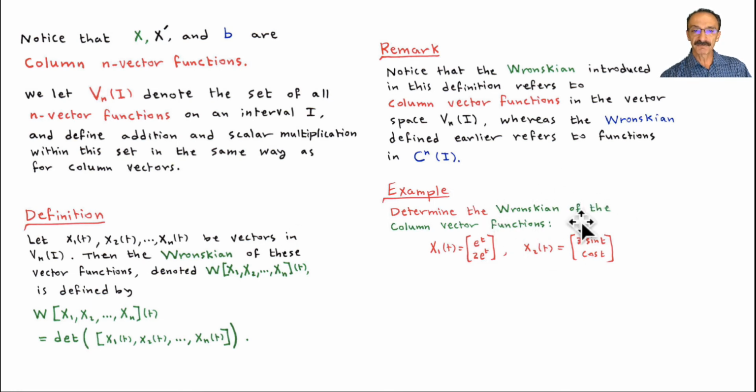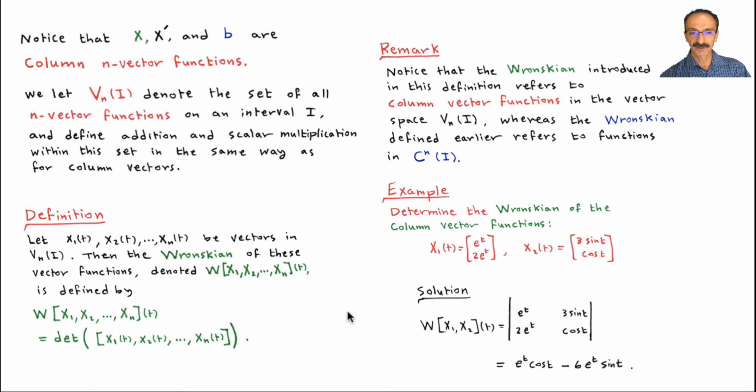Determine the Wronskian of the column vector functions. Look at this, it's already two pieces, and this is already two pieces. So when you put it together, we get a 2 by 2. There are no derivatives involved. The determinant, as I mentioned, is e to the t cosine t minus 6 e to the t sine t. That's how we do the Wronskian in this column vector formulation, not the regular way that we are used to.